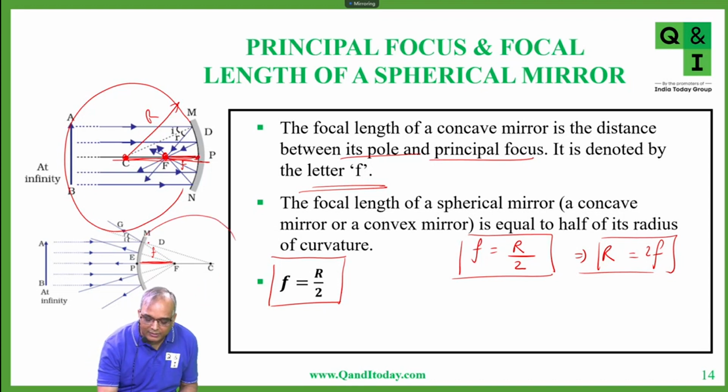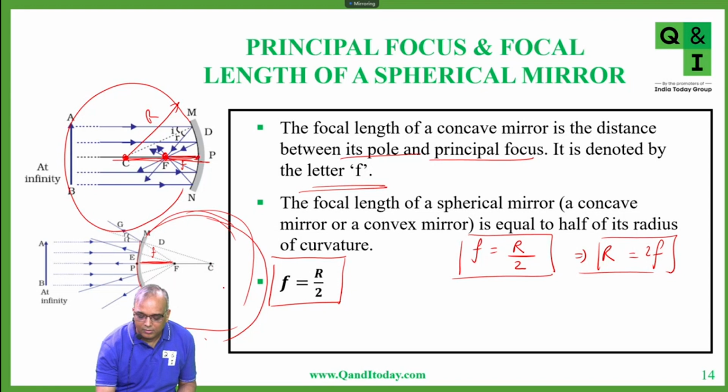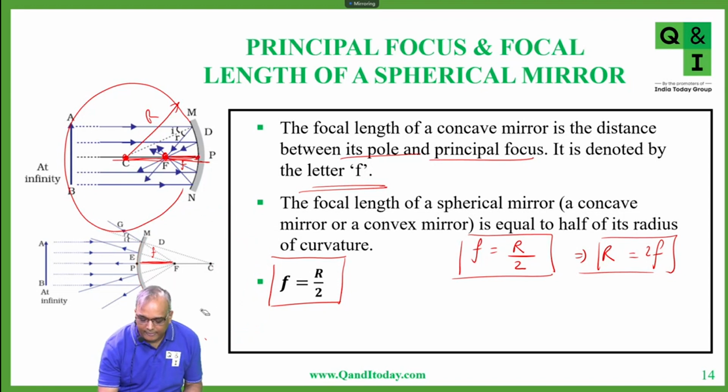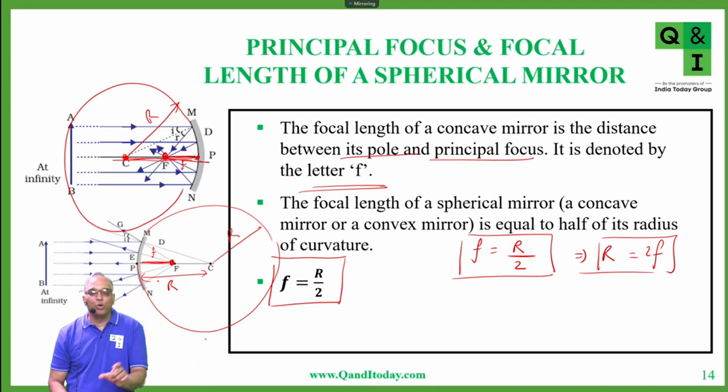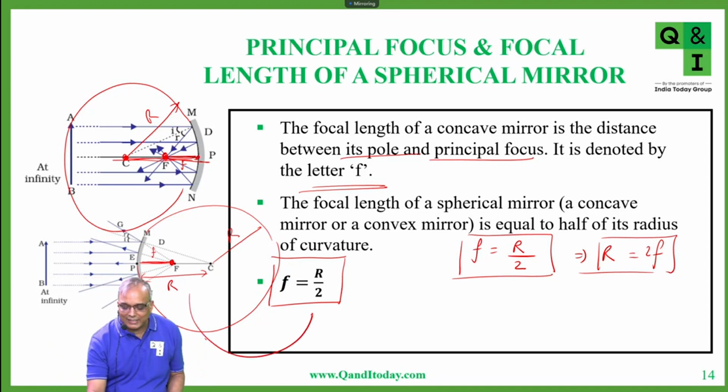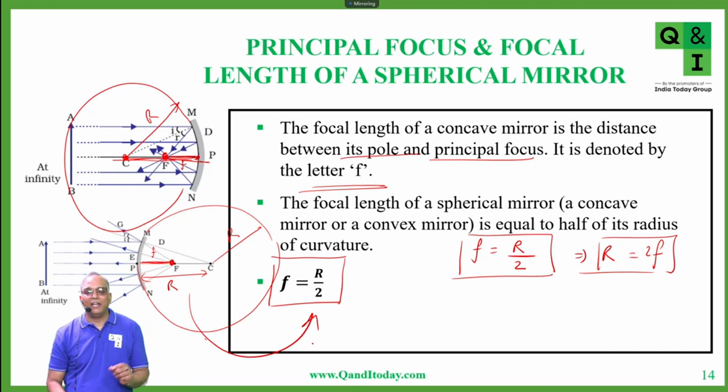If I complete it here, so this is your radius. And if I write it here, you will find that focus is in between the pole and the center of curvature. And the relation again here is also F is equal to R by 2. Clear, students?